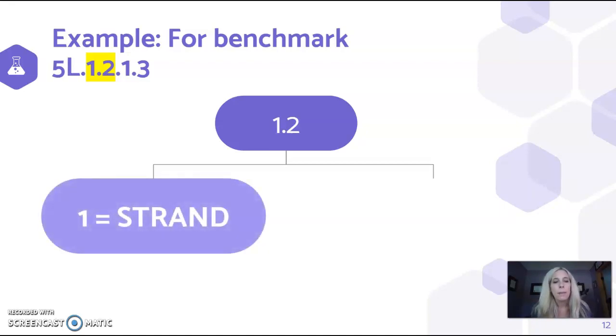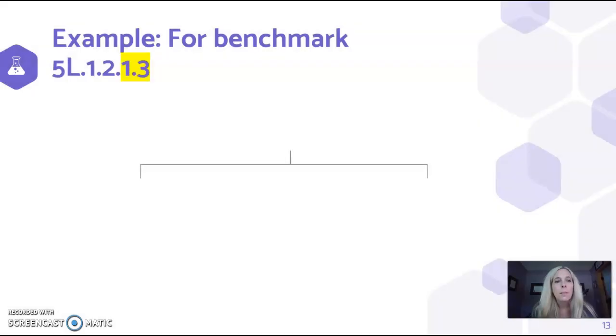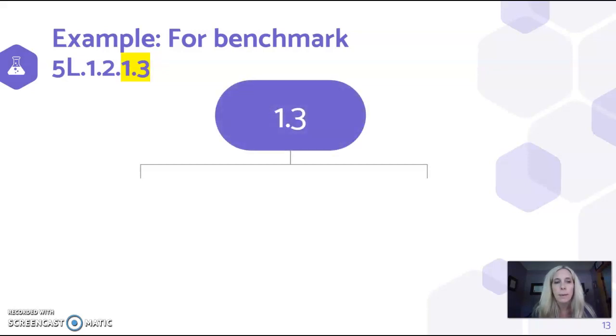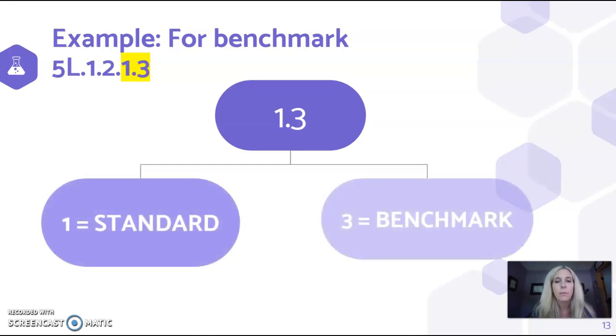The 1 indicates the strand and the 2 indicates the substrand. These are the types of questions I will be asking you in your mastery check later. You can always go back and review again if needed. The third portion of the code is the 1.3. The 1 stands for standard, and the 3 indicates the benchmark. So that is how you read the 3 parts of the digital code.